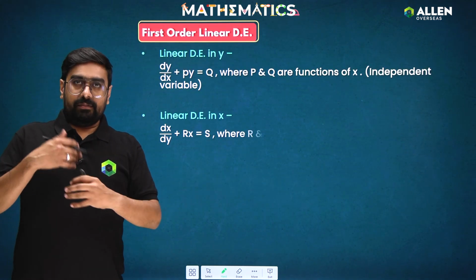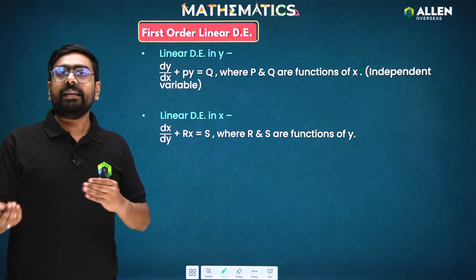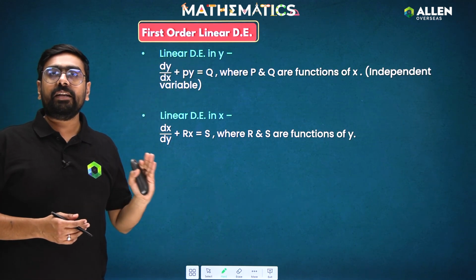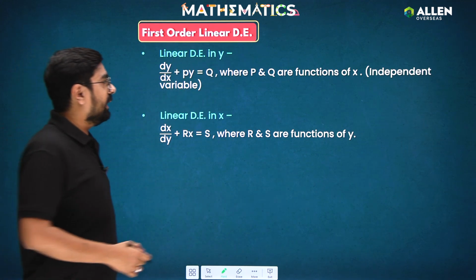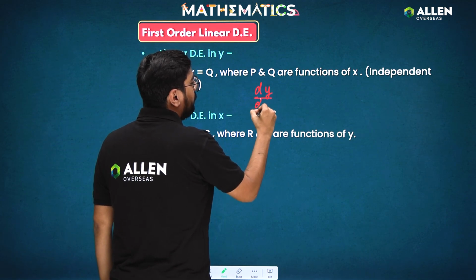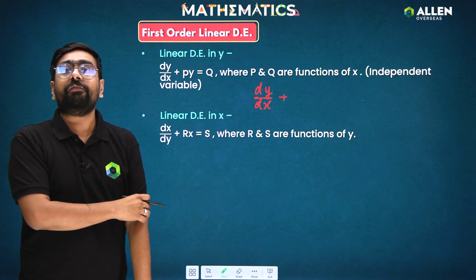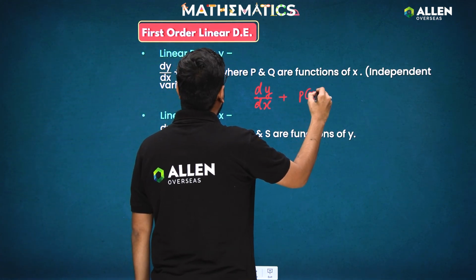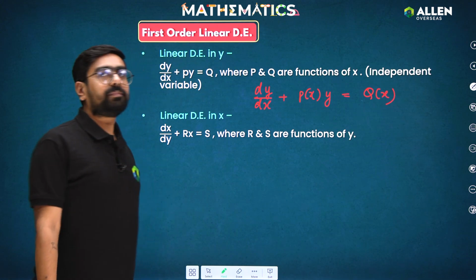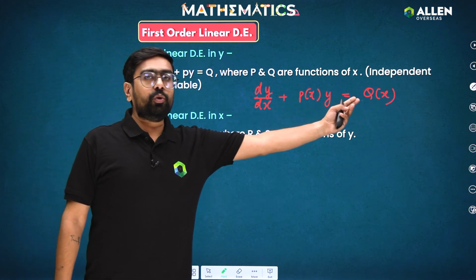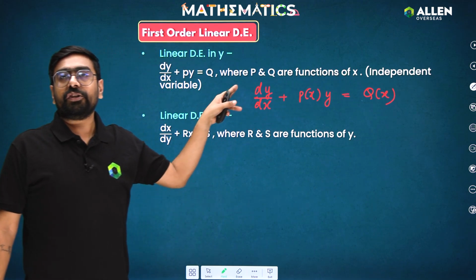Now, we can write the first order linear differential equation in two ways. Either we can write in y or we can write in x. Suppose we want to write a linear differential equation in terms of y, then it will be dy by dx plus p of y is equal to q. But over here, dy by dx plus p, this p is the polynomial in x, that means the function of x. So we can write p of x into y is equal to q of x, right? This p and q are the functions of x. So this is a linear differential equation in y.